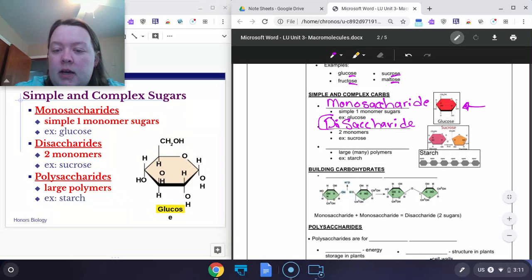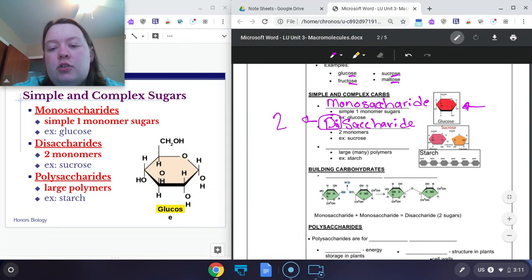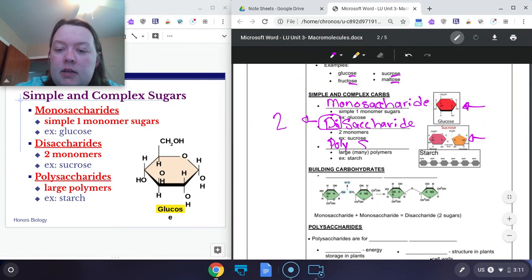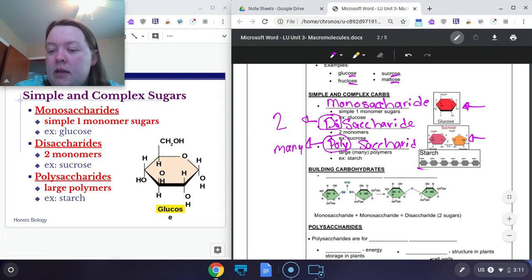The prefix di means two. So a disaccharide is two simple sugars linked together, and the example here is sucrose. And then a complex sugar would be called a polysaccharide. Again, poly means many. So when you link together many sugars, you get a polysaccharide, and an example of that would be starch.